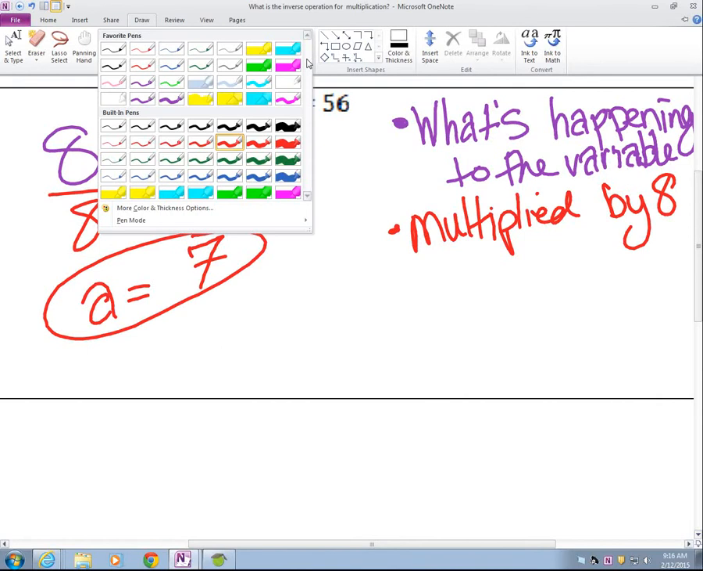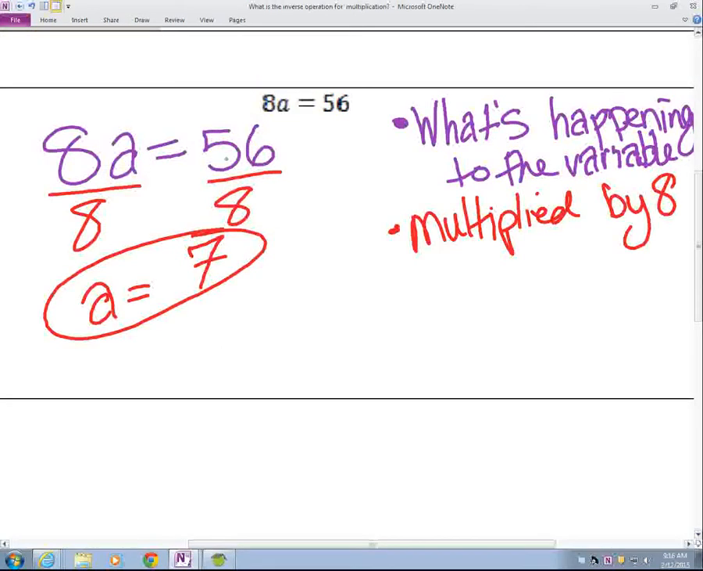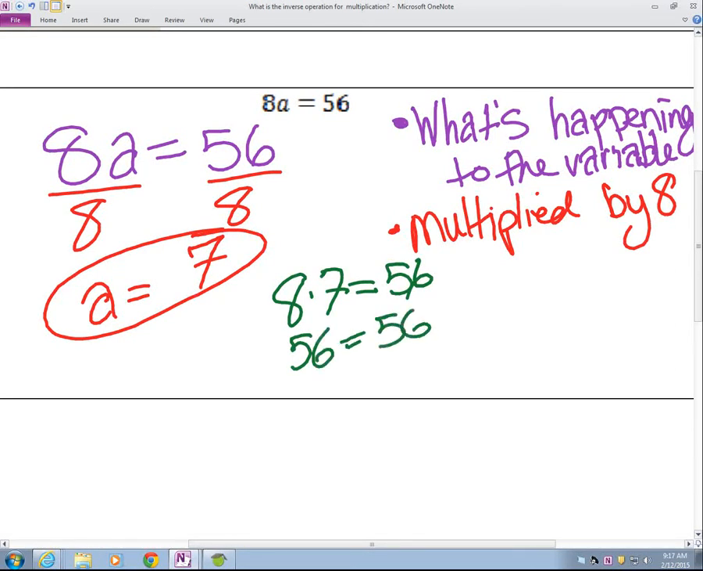So I'm going to make it green because green means go. So I'm going to substitute in there 8 times 7 equals 56, and 56 does equal 56. Yay! I'm sorry, I misspoke. That is 8 times 7. 8 multiplied by 7.